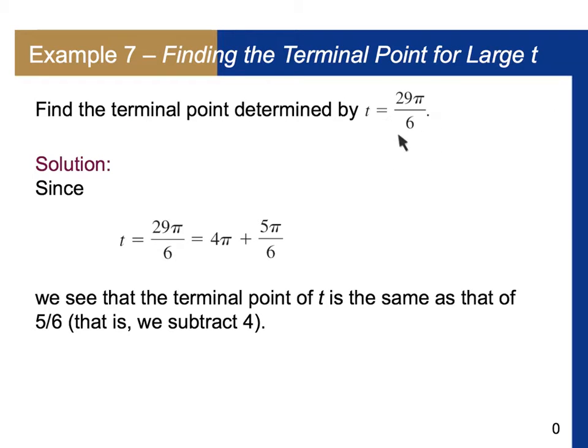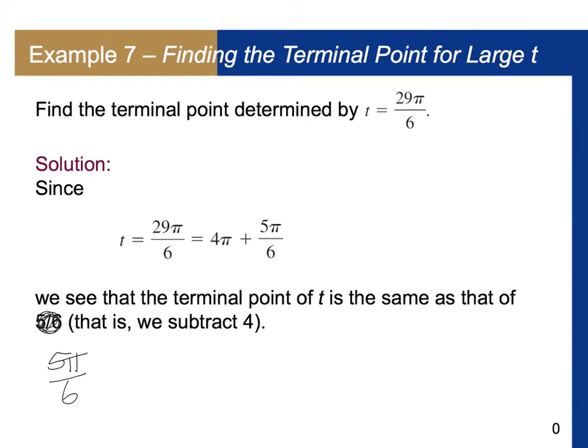For example, let's say we have t equals 29 pi over 6. Now that's a lot of circles, right? In fact, that is 2 circles, which is 4 pi, plus another 5 pi over 6. 12 pi over 6 is a circle, right? And so we can take 24 pi over 6, which is two circles. 4 pi is 2 circles. And these don't really matter, right? So really what we have is 5 pi over 6. So the terminal point is the same as that of 5 pi over 6. That should be 5 pi over 6, not 5 over 6 there.